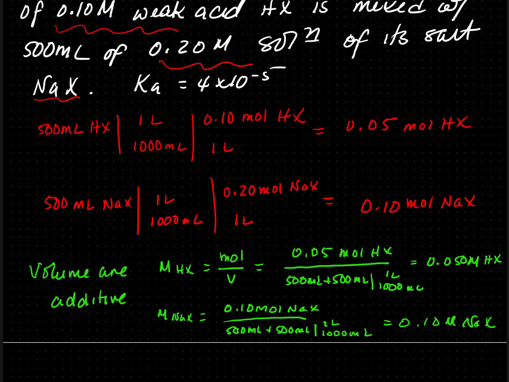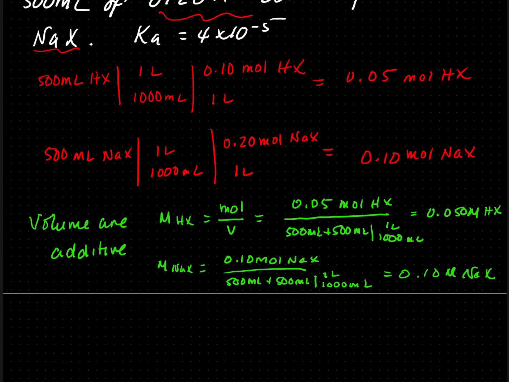Understand why we're doing this. Without doing this step, your process is incorrect. In this problem, we have to calculate the new concentration of HX and NaX because the volumes are additive. Since we are not mixing 1 liter of each solution, but only half, the number of moles per solution is going to be half. Now we can write our equilibrium equation.